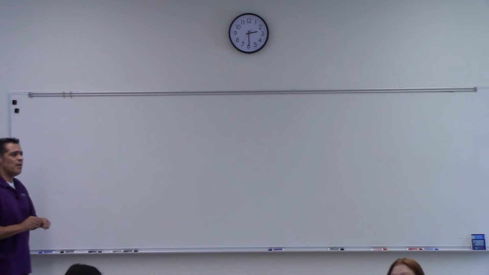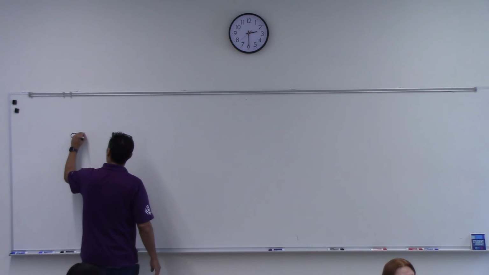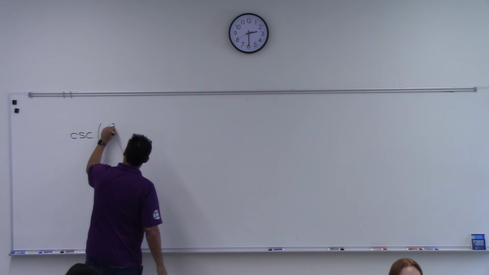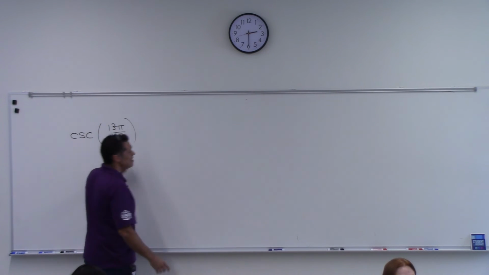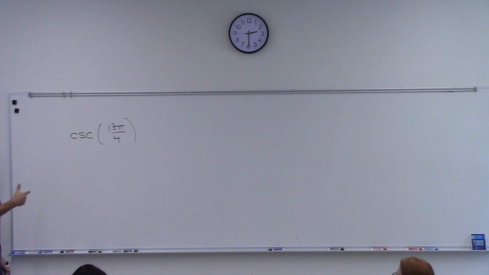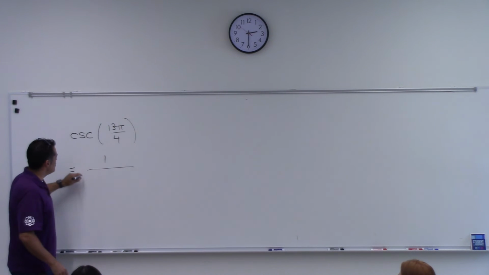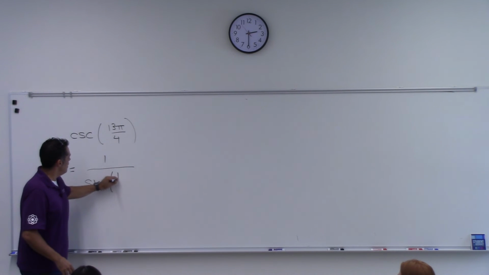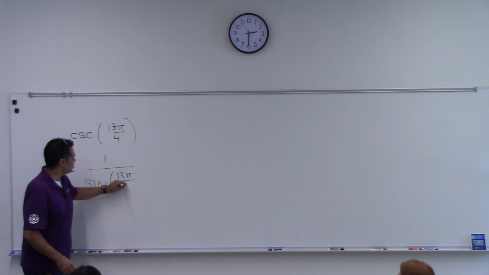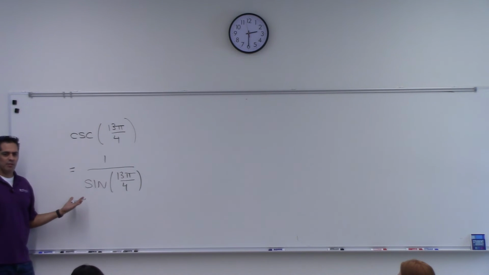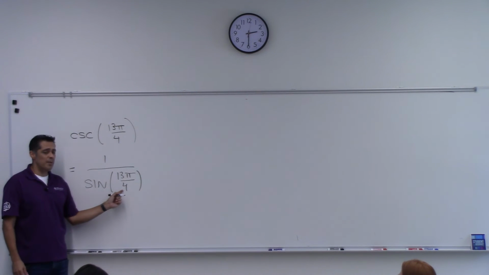All right, I'm being asked for number 10. Number 10, cosecant of 13 pi over 4. So this is the way I feel like a problem like this should be done. You first just realize this is 1 over sine of 13 pi over 4. That's just the definition of what cosecant is, right? And then I just got to figure out what's sine of 13 pi over 4.